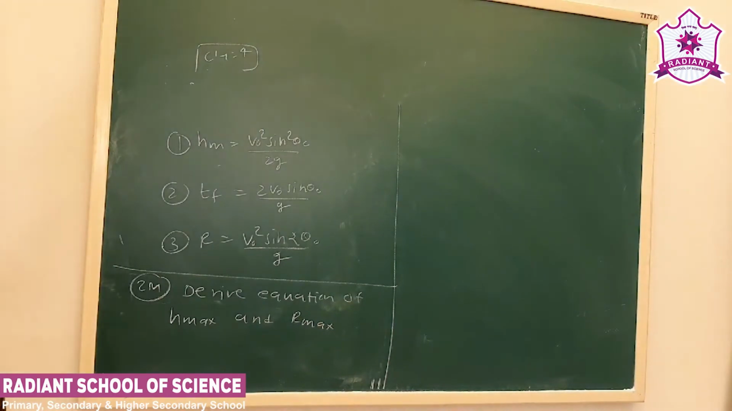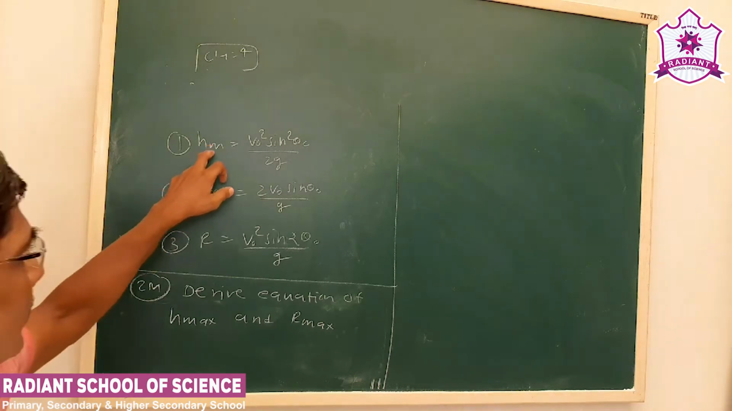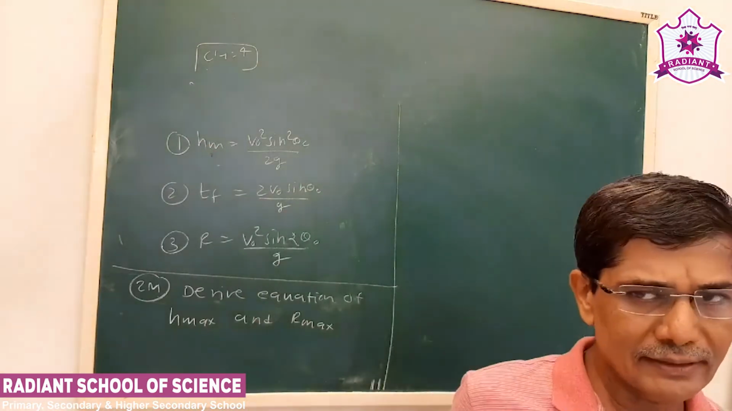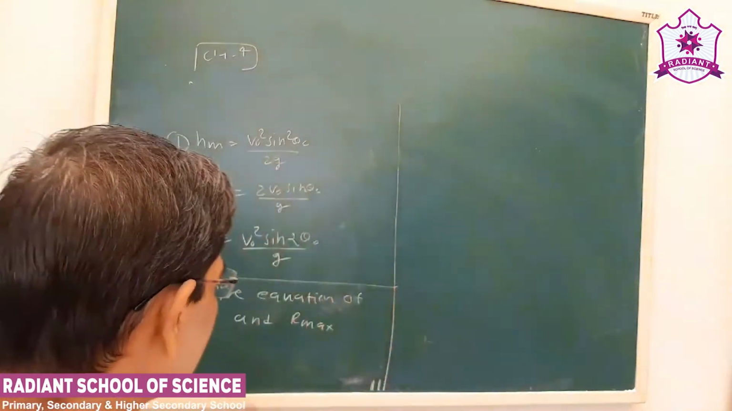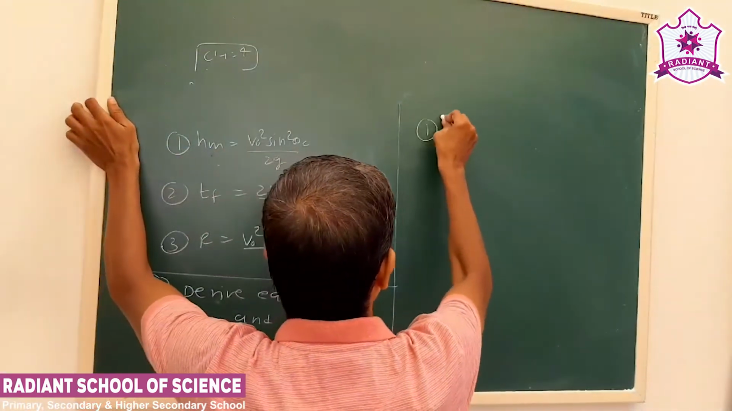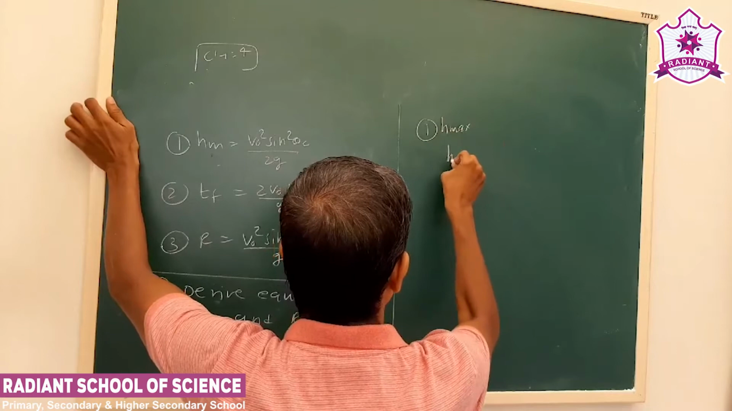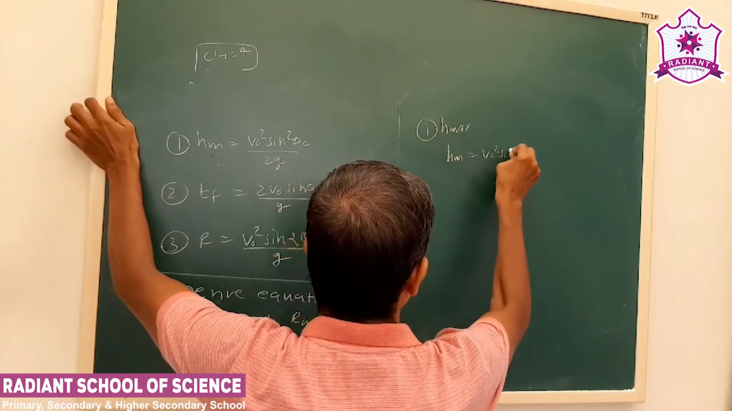Derive the equations of Hmax and Rmax. Now Hm is the height attained by the projectile. Now see our formula. First we derive Hmax. Now Hm is V0 square sine square theta upon 2G.